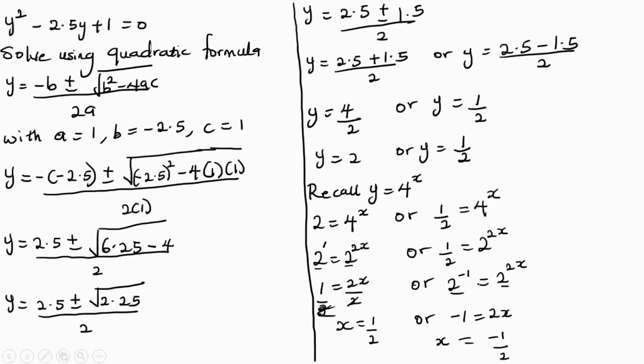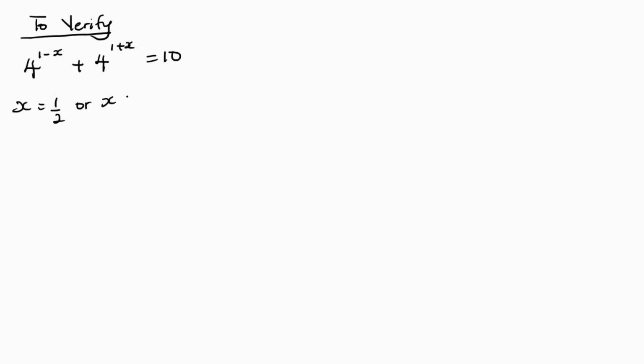Now, let's simply verify that what we have solved is actually correct, and that it gives us the original equation. So to verify, the original equation given to us is 4 raised to the power of 1 minus x plus 4 raised to the power of 1 plus x is equal to 10. And we have the value of x to be 1 over 2, or x equal to negative 1 over 2. So let's verify whether these two possible values of x give us 10. Let's say right here, for x equal to 1 over 2, let's simply solve.